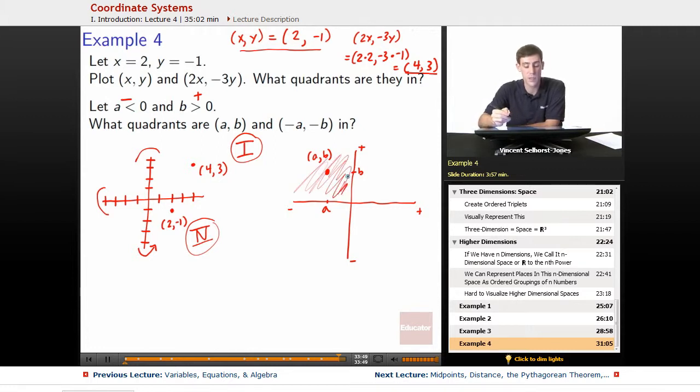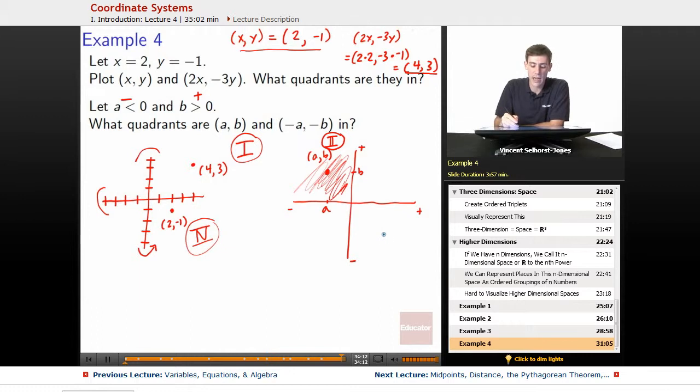We have no idea what the specific values of a and b are, but we know that it's going to have to fall in there because its x-coordinate, its horizontal coordinate, is negative. It's on the left side of the vertical line. And its vertical coordinate, its y-coordinate, is positive, so it is on the top side of the horizontal line. So we are somewhere in this quadrant, which is quadrant 2.